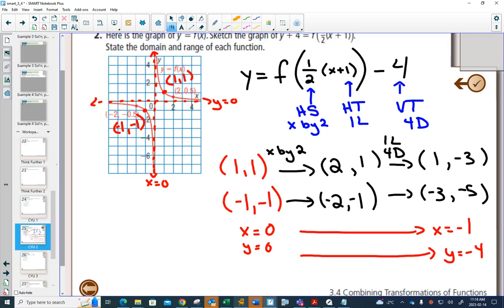Now, I'm going to suggest whenever you are going to graph your new function, sometimes they're going to ask you to graph it on the same graph. Often it's going to make sense to just quickly make a new graph, because if you put everything on the same graph, especially with asymptotes, it's going to get too busy and it's going to be hard to see what the final answer is supposed to look like.